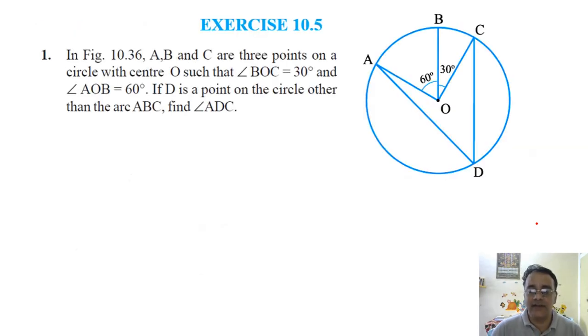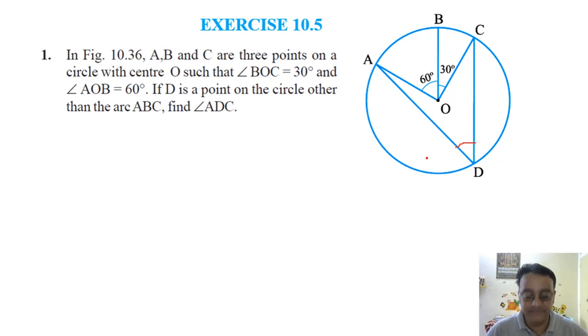Now we are going to start exercise 10.5. This is the first question. In figure 10.36, A, B and C are 3 points on a circle with center O, such that angle BOC is equals to 30 degree and angle AOB is equals to 60 degree. If D is a point on the circle other than the arc ABC, find angle ADC.